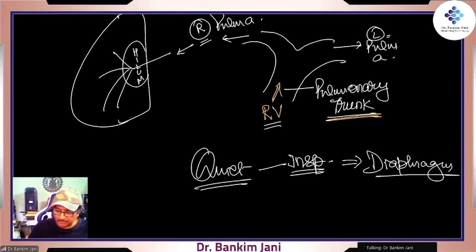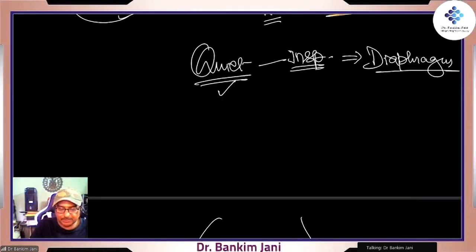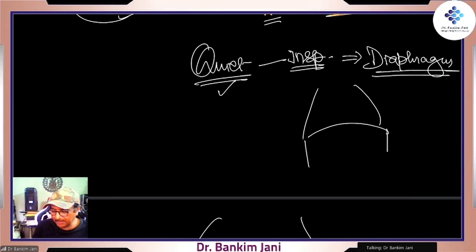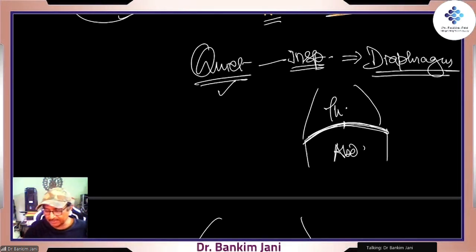On to respiration. Quiet respiration, that is normal breathing. Quiet inspiration is handled by the diaphragm. This is the diaphragm. This is the thorax, and this is the abdomen, and the diaphragm is sitting in between. There are two domes, right and left. We'll see that in the X-ray. But basically, the diaphragm is a muscle.